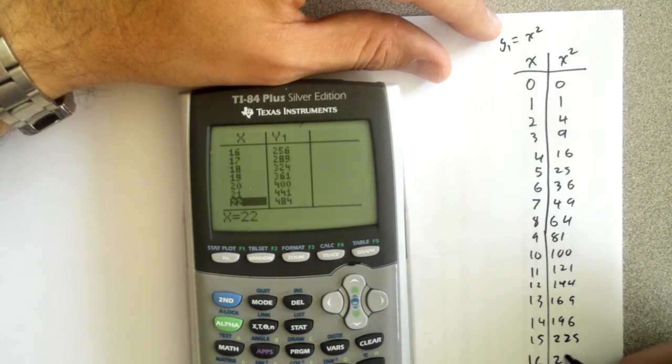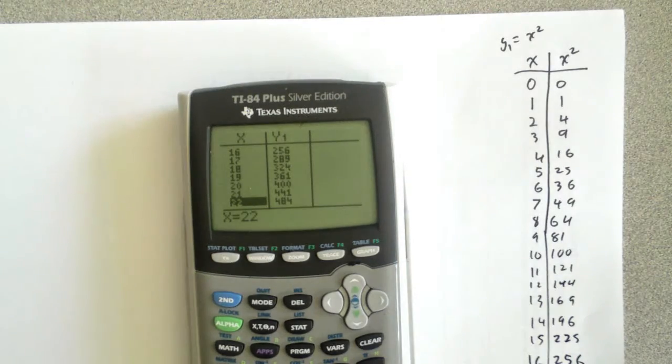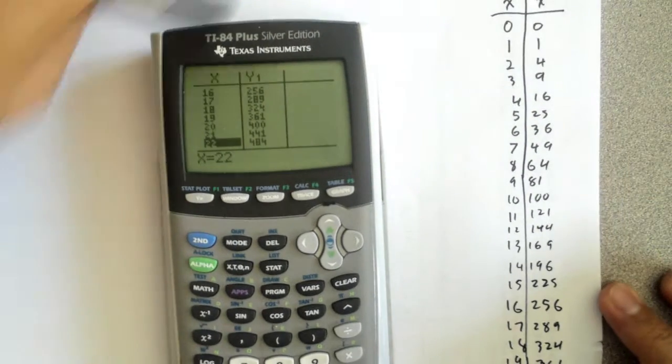16, 256, 17, 289, 18, 324, and 19 is 361, and I'm just going to stop at 20.